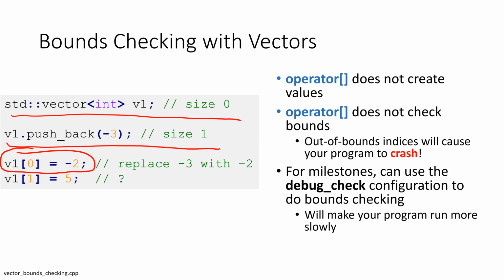I cannot do this, right? If I type v1 of 1 equals 5, I am trying to access an entry that does not exist in the vector. Now, what happens? Something bad will happen, okay? This is called memory corruption. Valgrind would call it an illegal memory read, and so on. It's a really bad bug you want to get rid of right away.